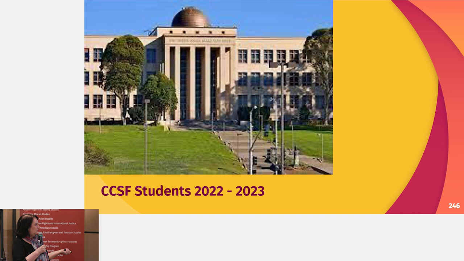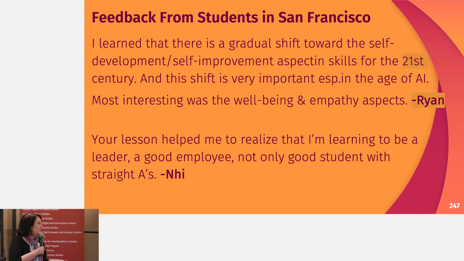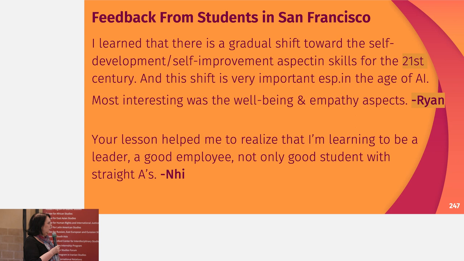And then I also piloted some of the lessons with my own students at City College. So one student, Ryan, said, I learned there's a gradual shift towards self-development, self-improvement. The shift is important, especially in the age of AI. Most interesting was well-being and empathy. So, you know, really bringing in this emotional aspect to our development. And then I really love this too. Your lesson helped me realize that I'm learning to be a leader, a good employee, not only a good student with straight A's.